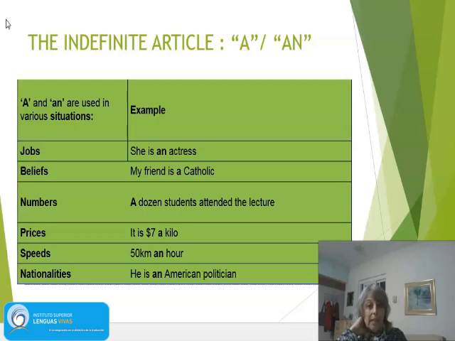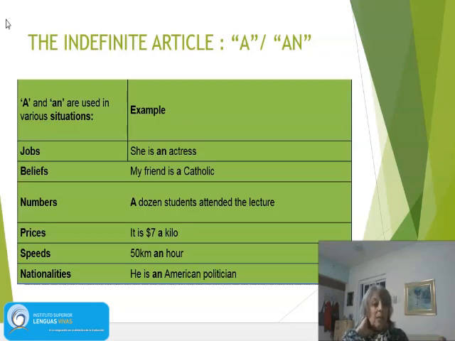So for singular indefinite nouns, we use a or the variant an. There are some examples here. You can use them as rules. We use this indefinite article for jobs, beliefs, numbers, prices, speeds, and nationalities. In the case of prices and speeds, for example, we say it is 7 pesos a kilo. The car runs at 50 kilometers an hour.